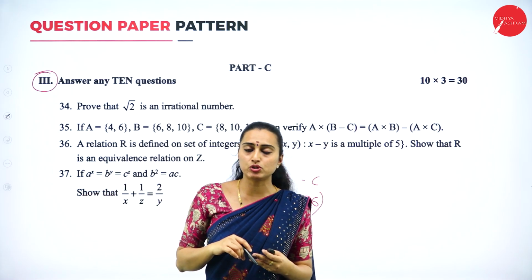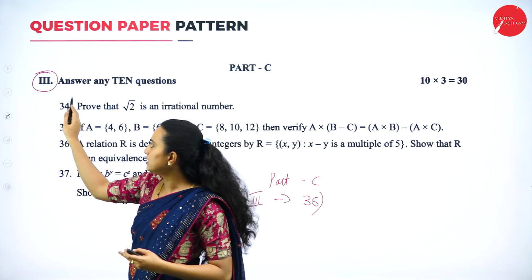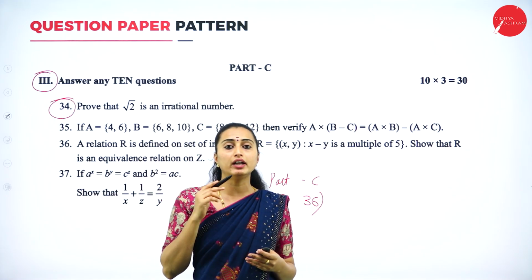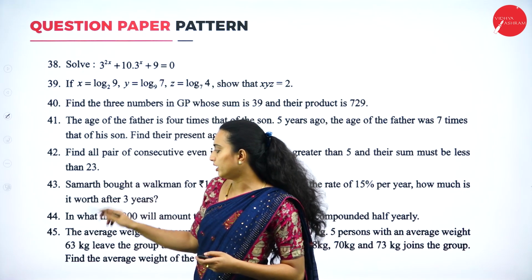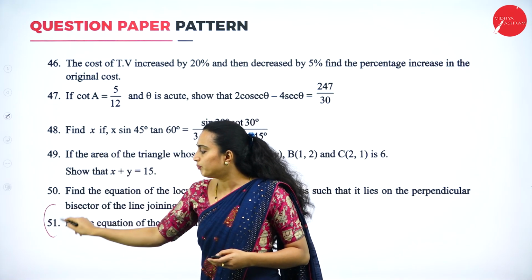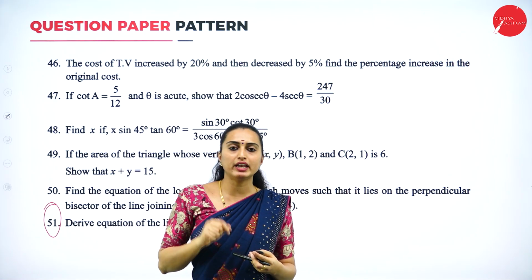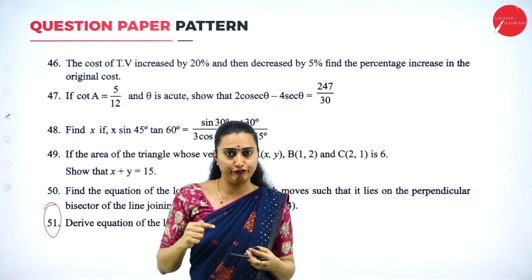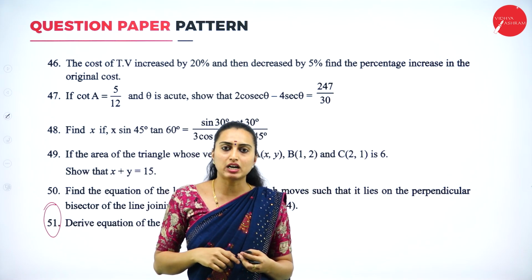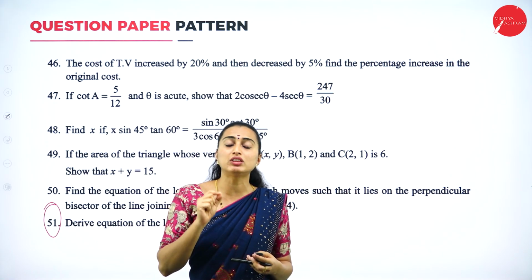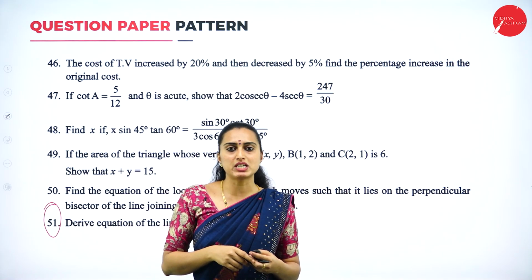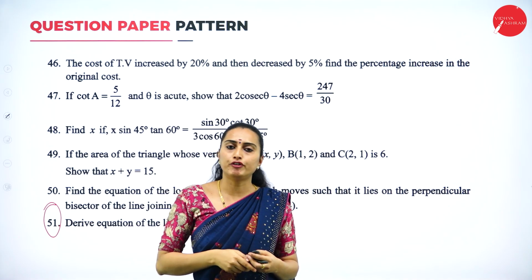And dear students, observe carefully here. The third main will start from question 34 and it will end with 51. Are you getting? It will end with 51. This you have to remember. Once again, I am telling you, part A will be starting from 1 till 15 and part B will be starting from 16 to 33. Part C will be starting from 34 and end at 51.